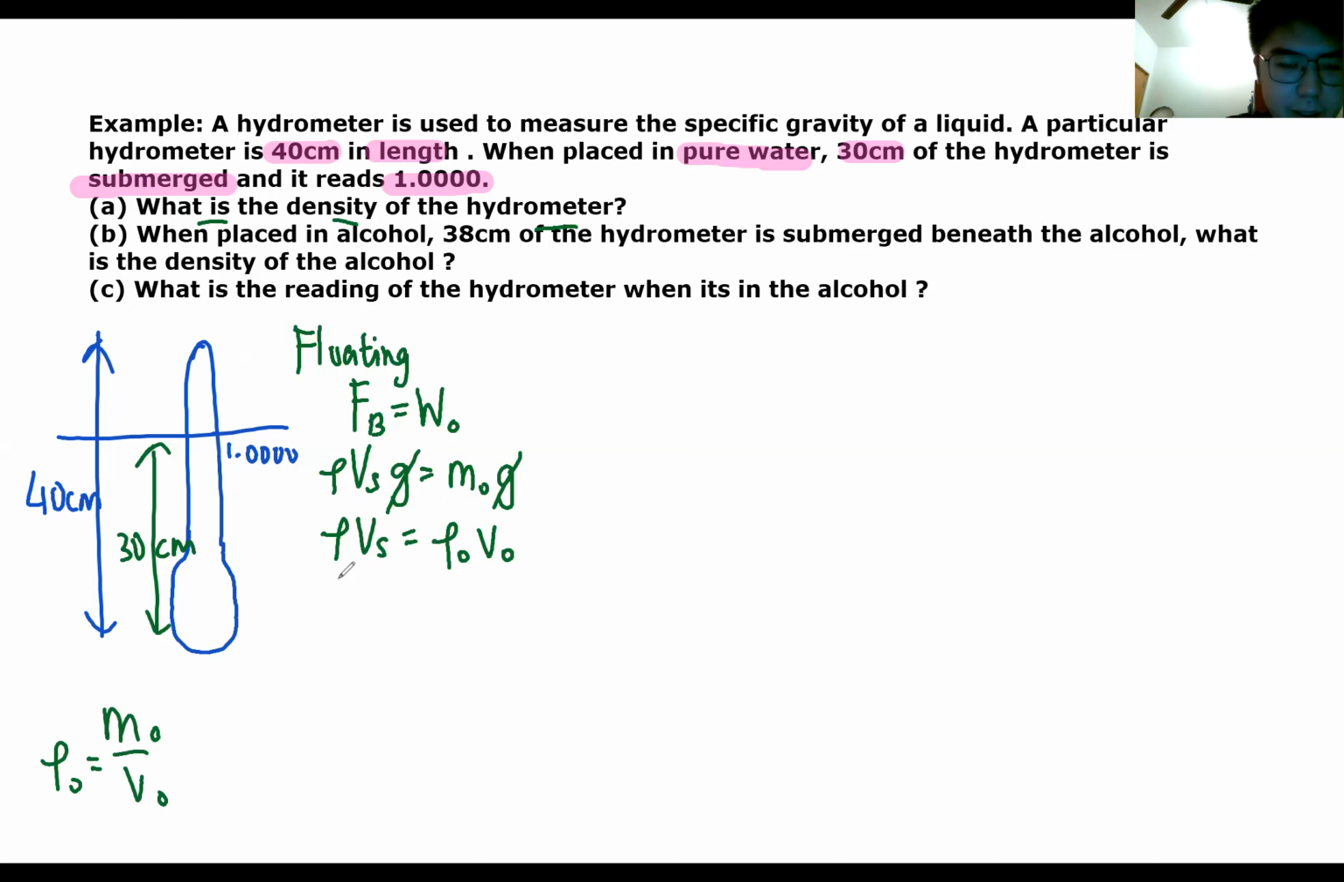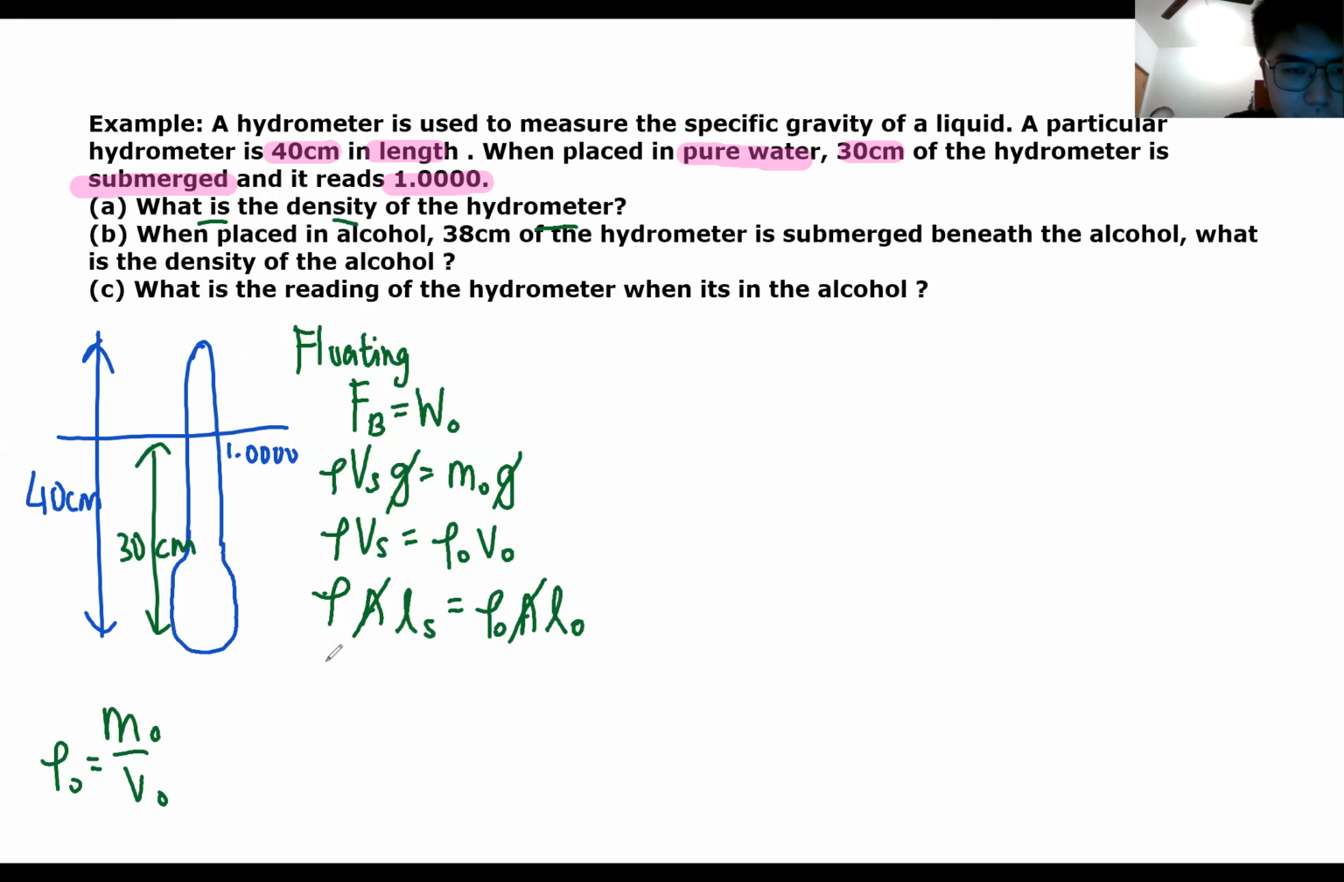Now let's expand the volume. So I have the density of the liquid, the density of the water, and then this Vs, the volume of the submerged section, which I can expand as the area times the length of the submerged section, because area times length is volume. It equals, this one is the same, the density of the object times the area times the length of the object. Now I cross out the area because it's the same object, so same area, only the length is different.